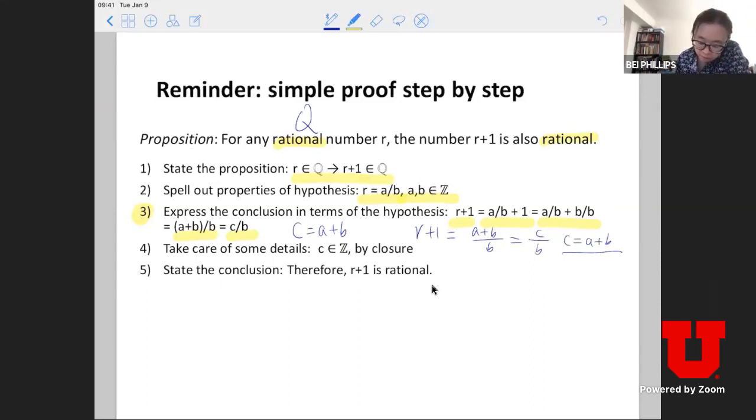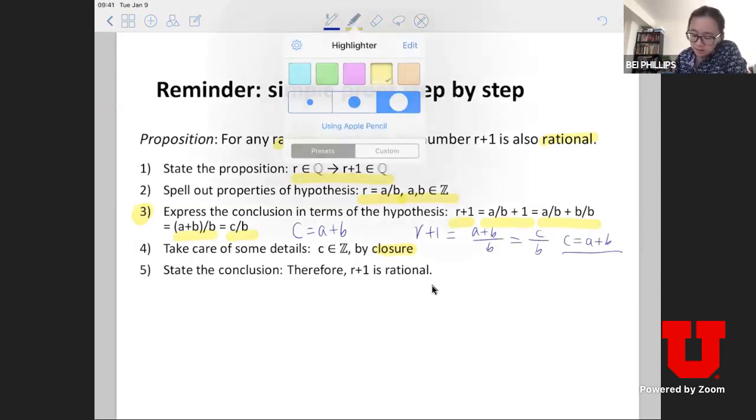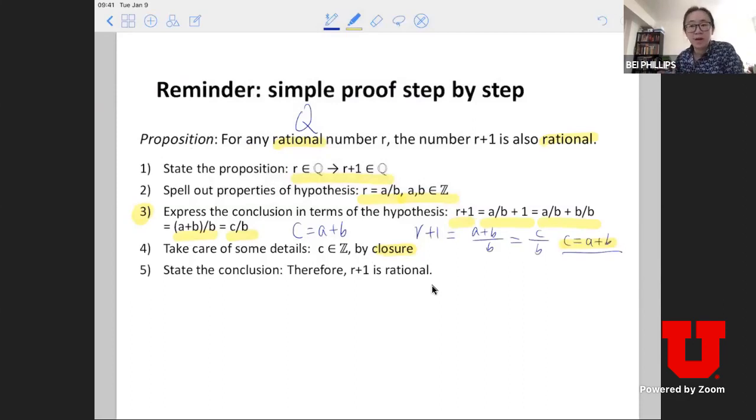And then this is an important rule you're going to use a lot of times in proofs: there is certain operation over integers that satisfy the closure property. What closure property means is that integers are closed under addition, subtraction, and multiplication. What does that mean? If I add two integers, it's still an integer. If I subtract one integer from another, it's also an integer. And if I multiply two integers together, it's still an integer. So in this case, C is an addition of two integers, so it's also by itself an integer.